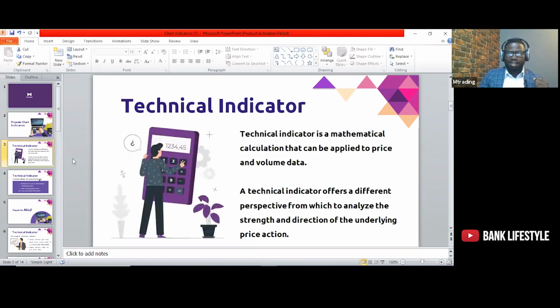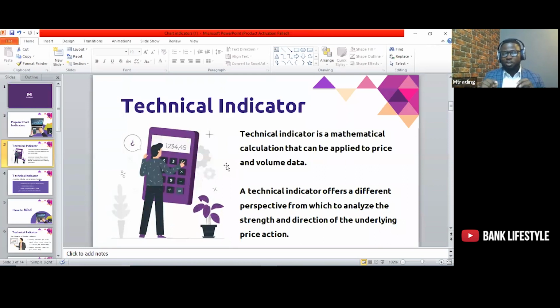So trading indicators. What are even trading indicators? Trading indicators are mathematical calculations that can be applied to a price or a volume. If I talk about mathematical calculations, most of the time when people hear maths, they tend to run away because a lot of people don't really like maths. Well, I, for instance, don't really like a lot of maths.